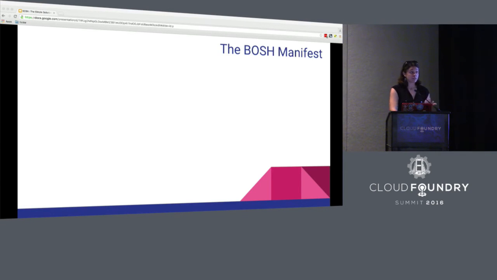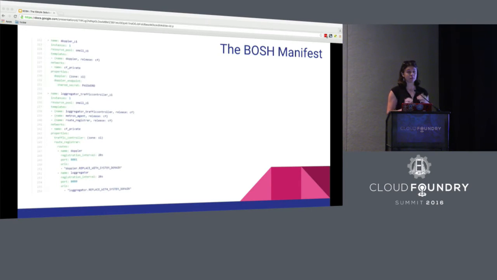Now that we've talked about releases, I wanted to give a quick overview of the Bosh manifest, because if any of you have worked with Bosh, you see this huge file. This is not even a third of it, where you see all these words in this weird YAML format. What do I do with it, how do I parse it, what does all this stuff mean? So, a basic overview: all of your different components are separated into different jobs in your Bosh manifest.